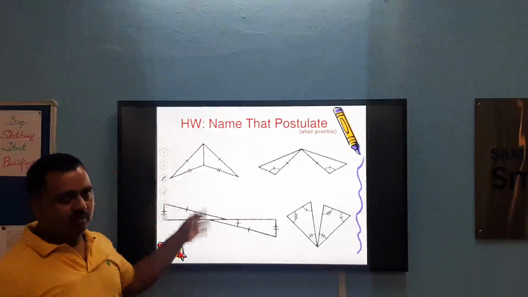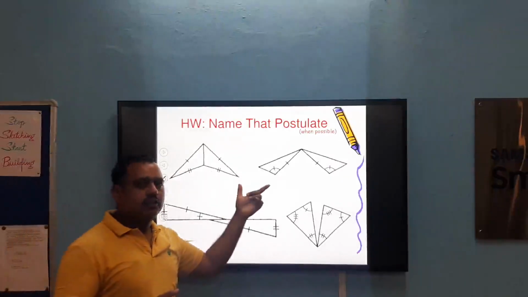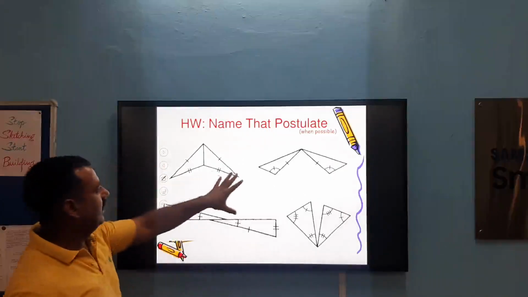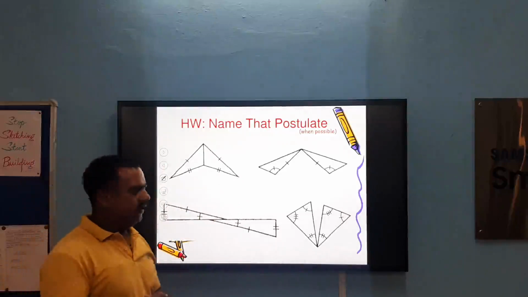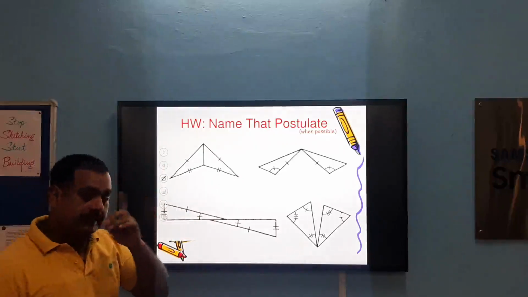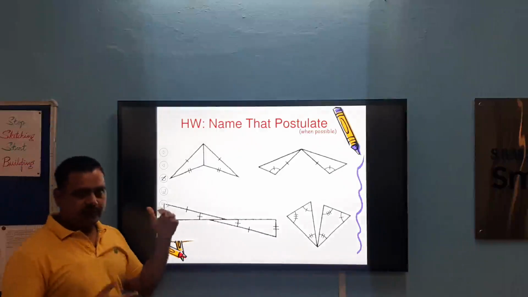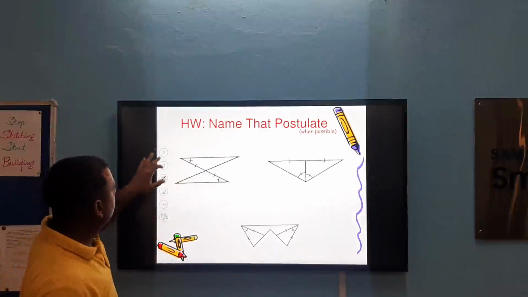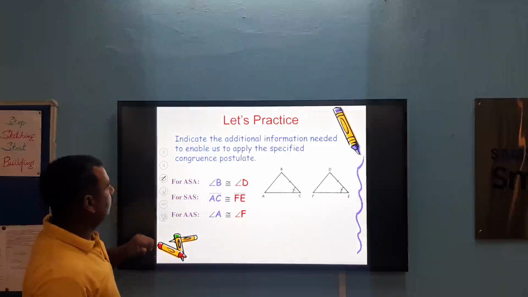Now, this is your homework. Check out what is the postulate used, either used or not used. Can we prove these two triangles congruent with the given equal parts? The given equal corresponding parts are symbolically represented, and say if we can prove or we cannot prove. This is again a diagram for your homework. Let's practice.